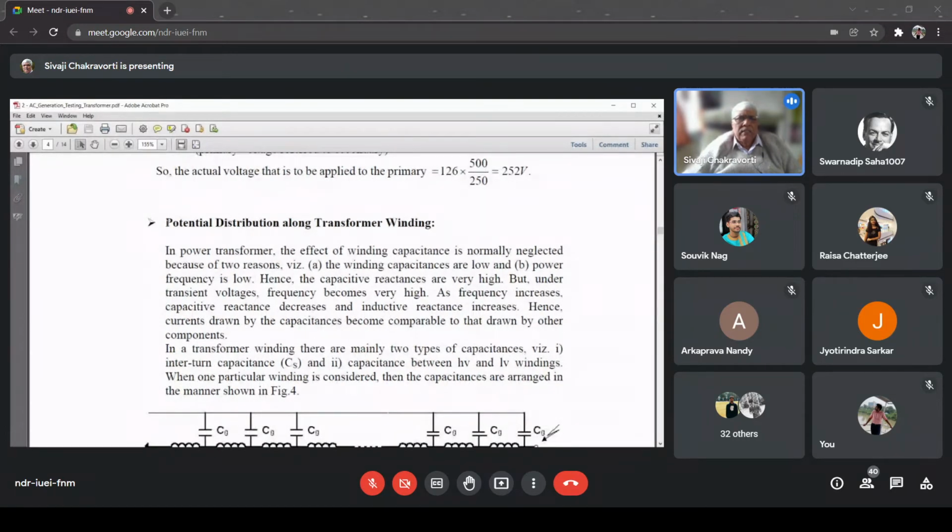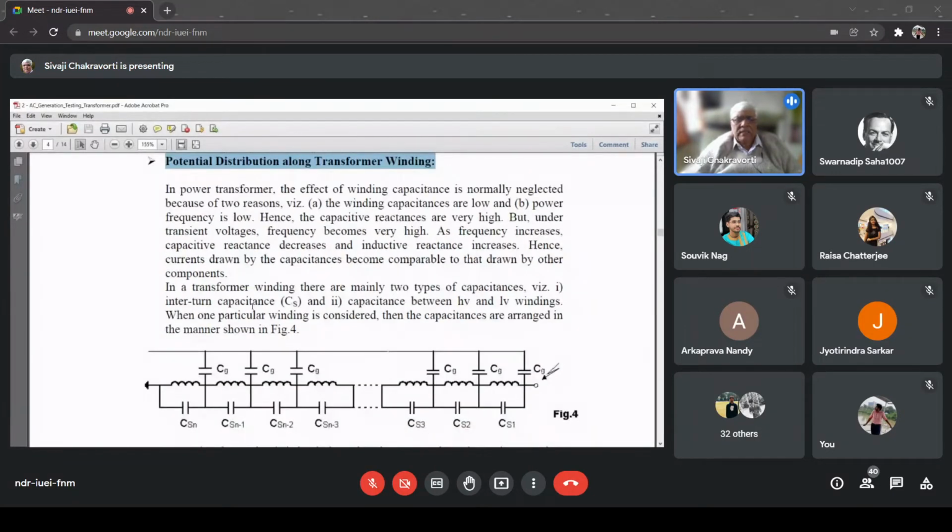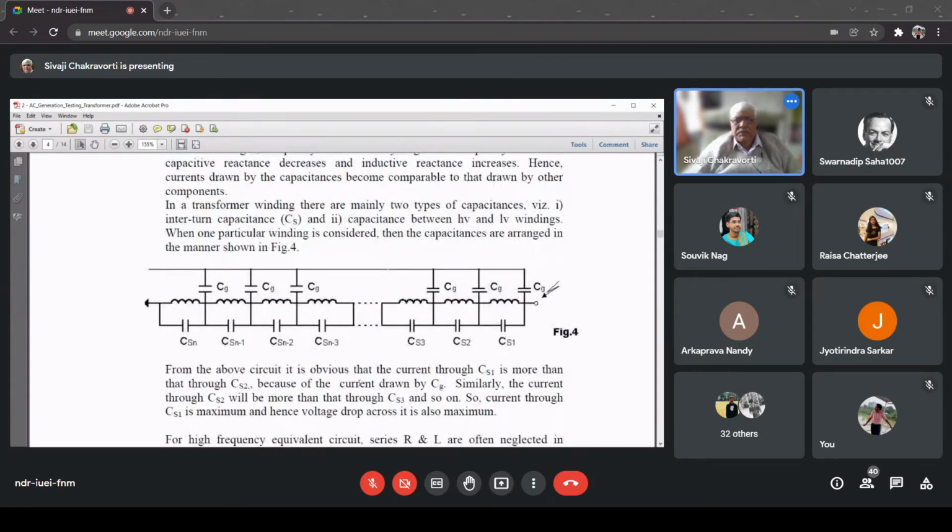Now I am coming to a very important aspect of potential distribution along transformer winding. Now you remember that the equivalent circuit of the transformer, typically what we do, we consider the series impedance, that R and L. Again, I am neglecting the magnetizing branch. So as I said, that R is much lower compared to L. So let's ignore R, and these are the series leakage reactances.